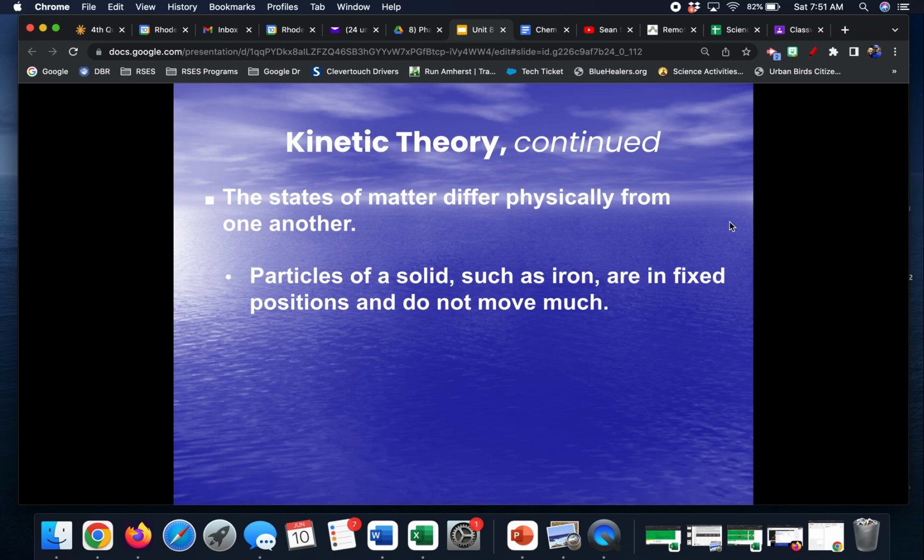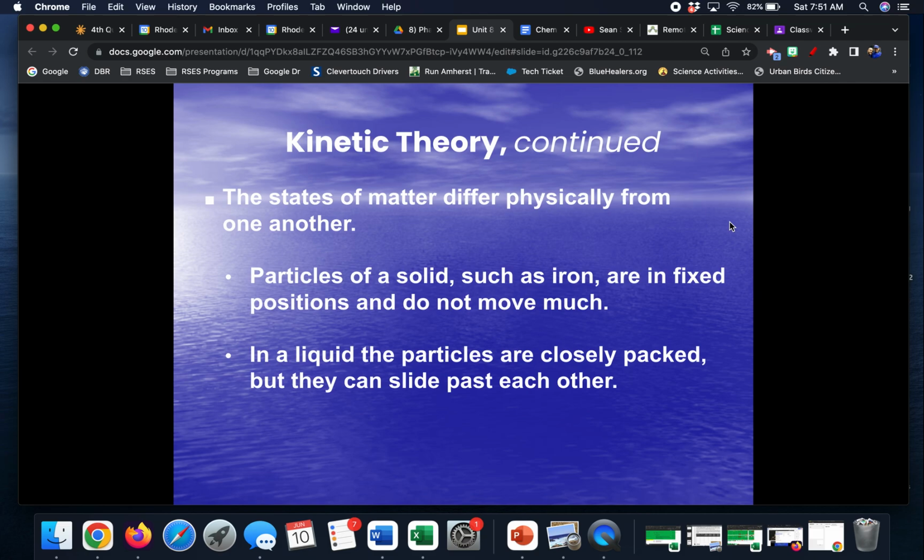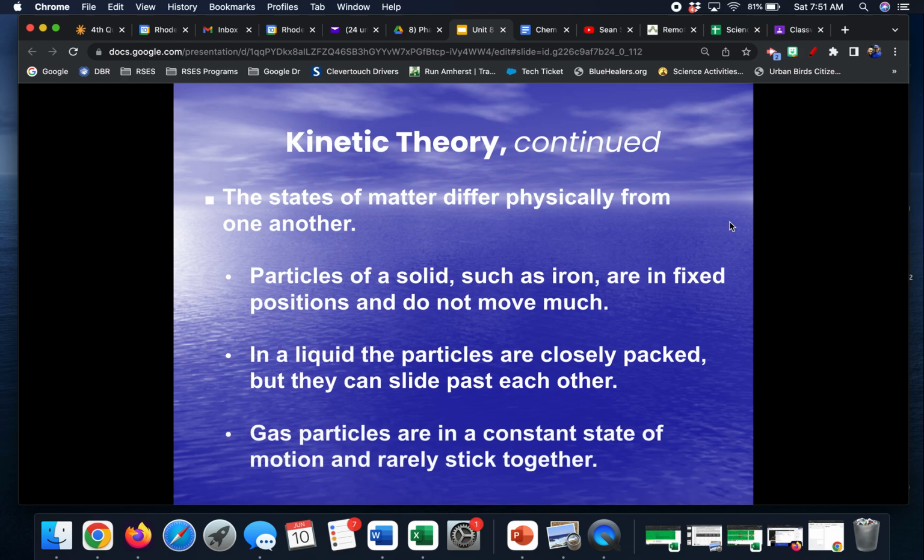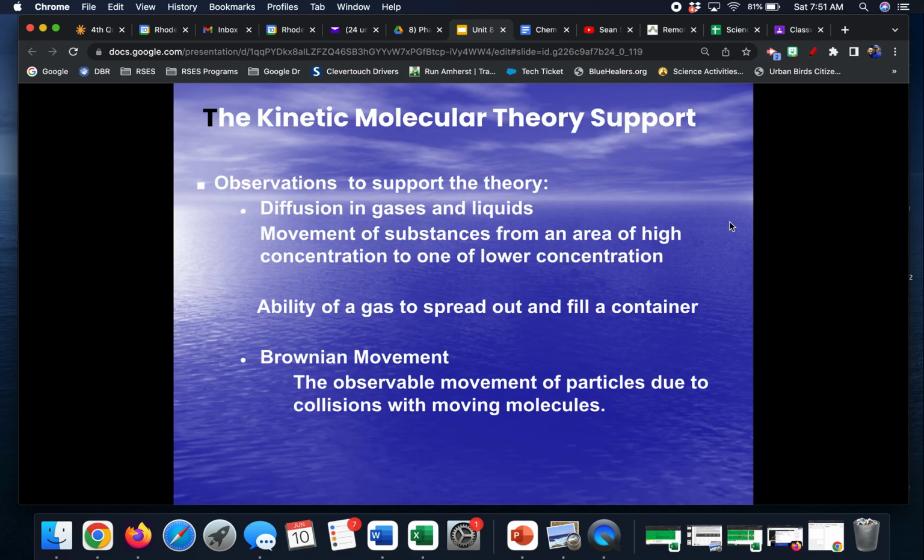A little bit more on that. In a solid, we said they move, they just don't move much because they're in a little fixed position. In a liquid, they are packed close together still, not as close as the solid. They have more energy than a solid, but they're able to slide past each other. And in gas, they're in a constant state of motion, they're moving fastest, and they rarely ever stick together.